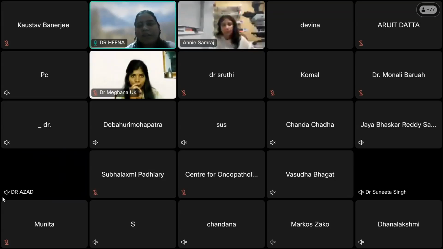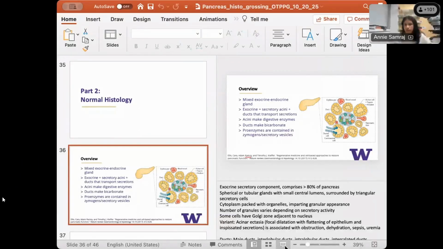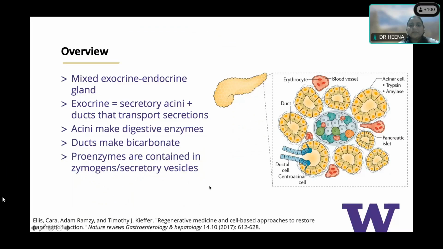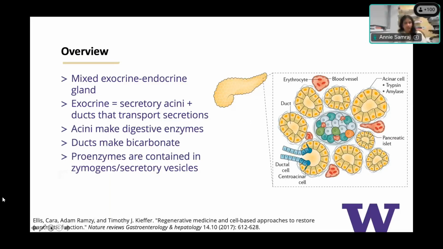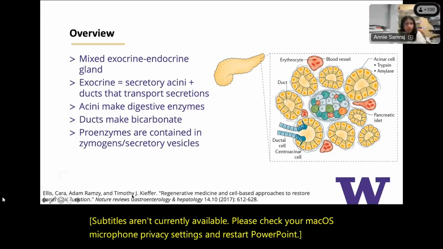Ma'am, we can't see the slides. Oh, I'm sorry. Okay, how about now? Yes, ma'am, it is visible. Okay, and now you see the full screen? Yes, ma'am. Okay, great. Let me also make sure I have the laser pointer on. Okay, can you see the screen now?